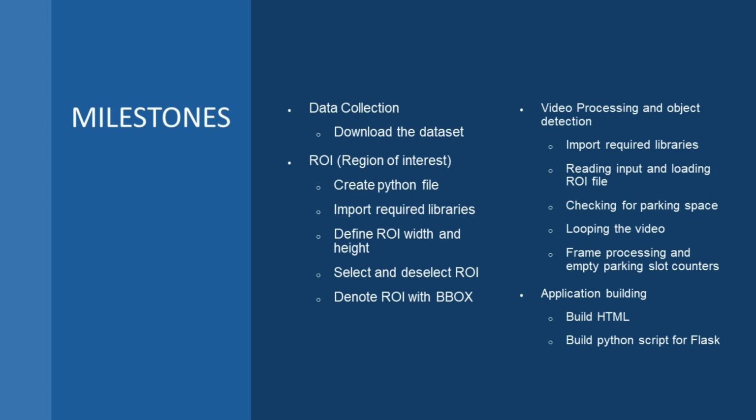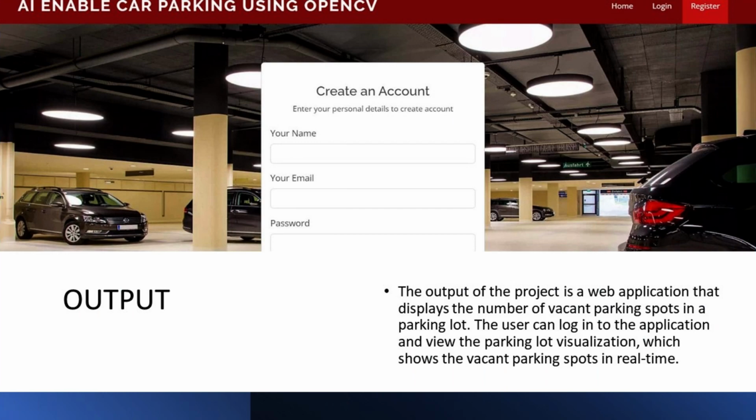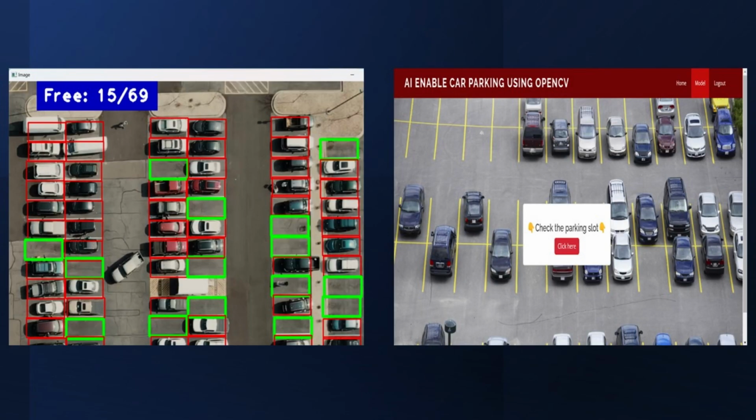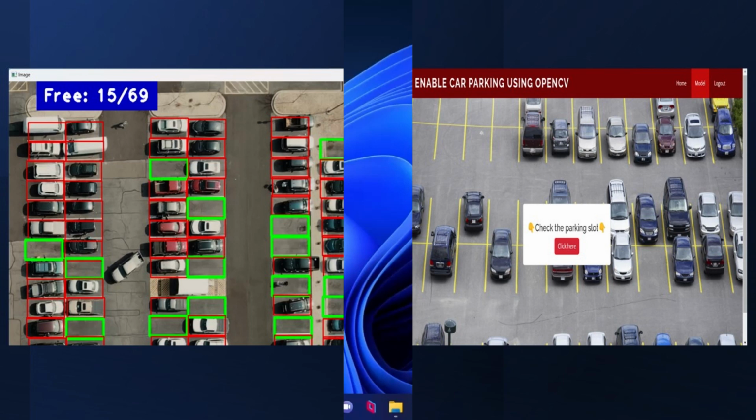Now let's walk through the project flow. First, we create a Flask application that provides a user interface for logging in and viewing the parking slot visualization. Then we set up the OpenCV environment to analyze the video feed from the parking area and detect the vacant parking slot. Next, we integrate the OpenCV script with the Flask application to showcase the vacant parking slots on the UI. Finally, we test the application by logging in and accessing the parking slot result page and verifying the displayed information.